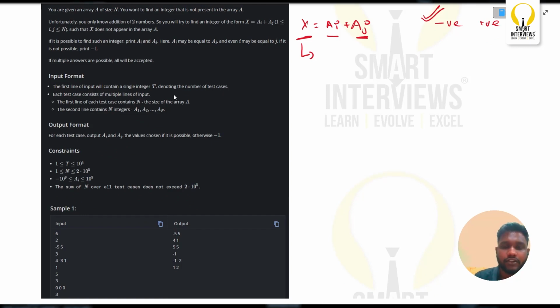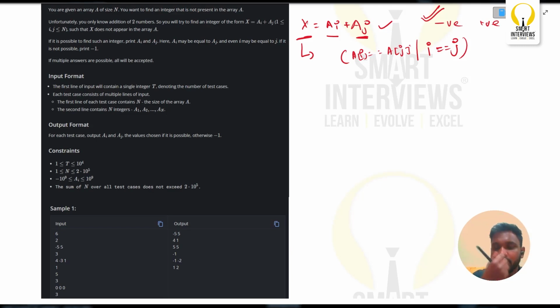We have to print a pair a of i, a of j, and one more point is given that a of i can be equal to a of j, or I can write i can be equal to j. That is, we can take the same element two times.